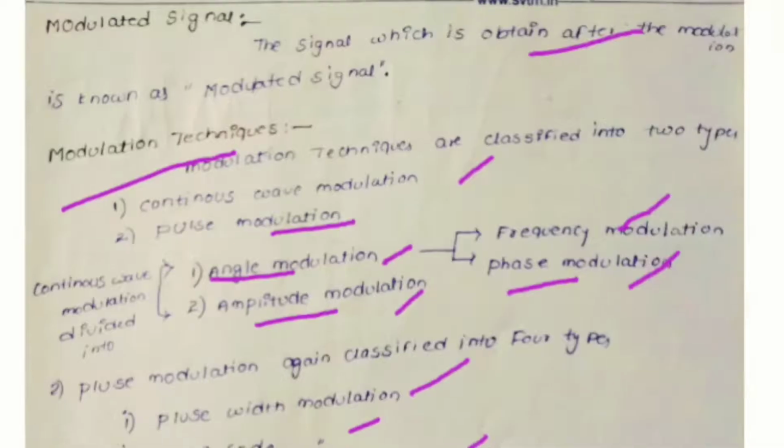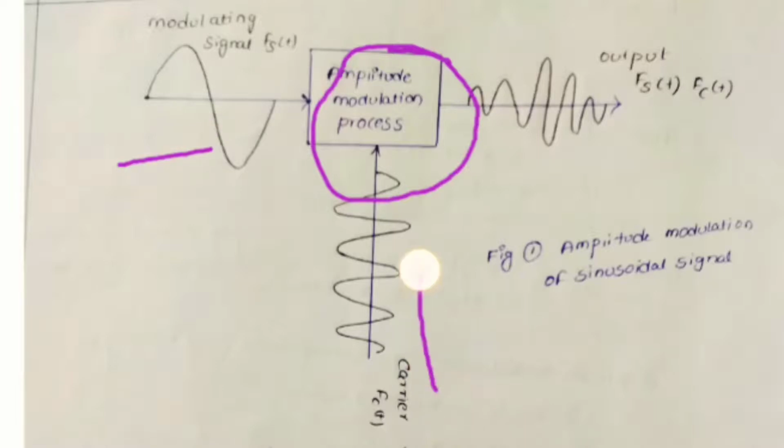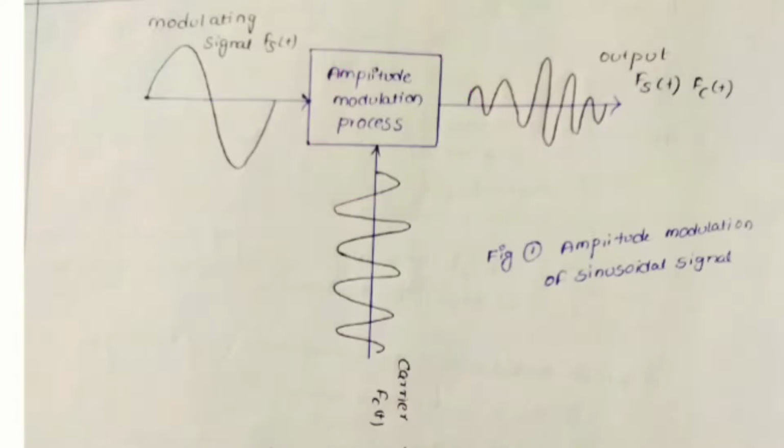This is the block representation of the amplitude modulation process. It has a modulator. The modulating signal Fs of t carries the information, and the carrier signal Fc of t is applied for the modulation. The 2 inputs we have to give to the modulator are the modulating signal and the carrier signal.